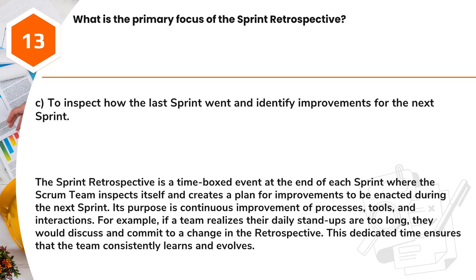Answer: C. To inspect how the last sprint went and identify improvements for the next sprint. The sprint retrospective is a time-boxed event at the end of each sprint where the Scrum team inspects itself and creates a plan for improvements to be enacted during the next sprint. Its purpose is continuous improvement of processes, tools, and interactions. For example, if a team realizes their daily stand-ups are too long, they would discuss and commit to a change in the retrospective. This dedicated time ensures that the team consistently learns and evolves.